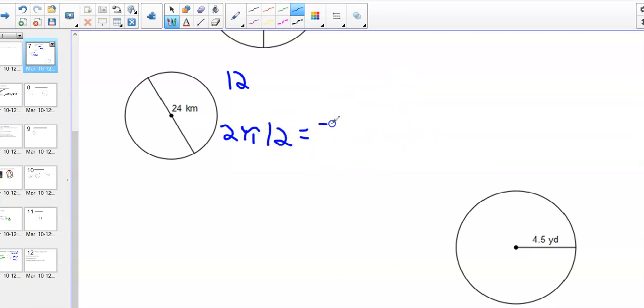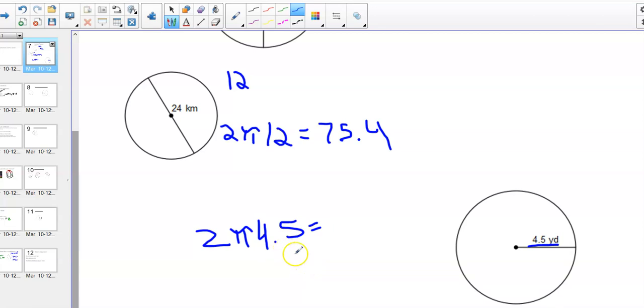And 75.4, if you got 75.39 or something along that, that works as well. Okay, go ahead and try this last one on your own and set up your equation. Okay, so for this last circle here, our radius is 4.5, so we're going to do 2 times pi times 4.5. Enter that in your calculator, and you get 28.3 yards.